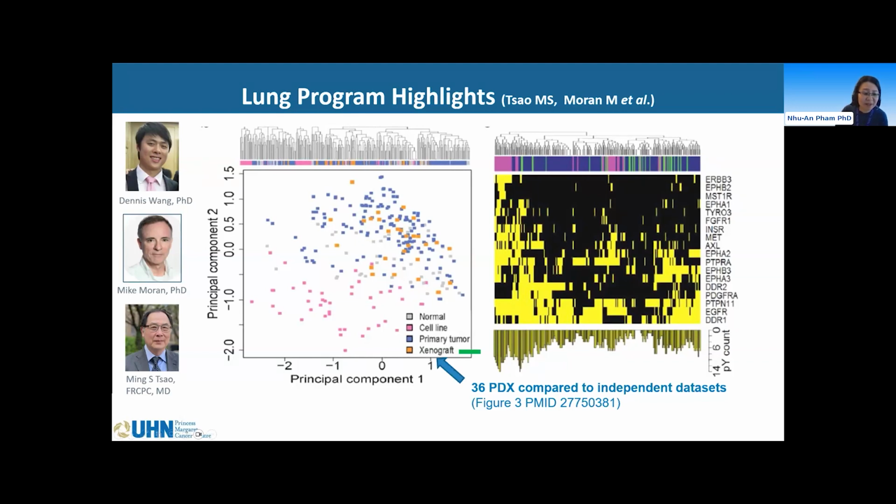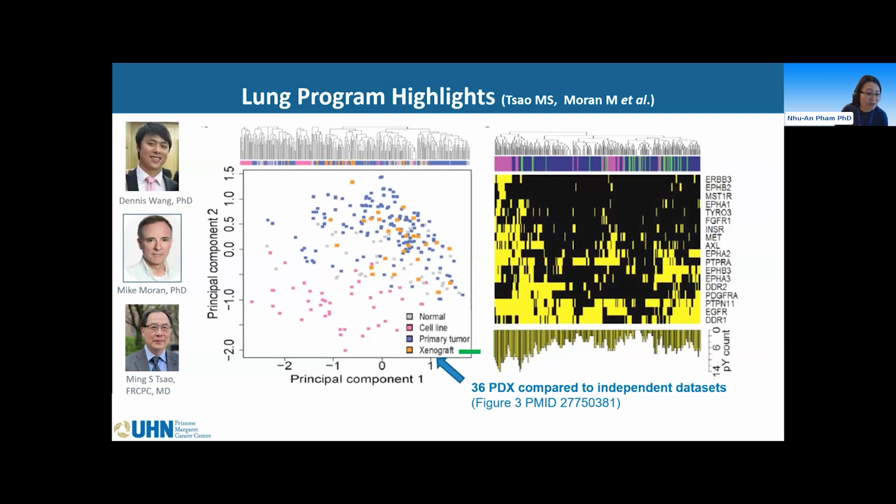And you can see here that the orange dots overlap with more similarity to patient tumors than to cell line features shown in the pink cluster here. In the right dendrogram panel, this displays the phosphoprotein for a list of the receptor tyrosine kinases. With the green label PDX lines, you can see them embedded with the patient tumors in the blue versus the cell line in the pink. This also shows that PDX have more similarity to the patient tumors rather than to the cell line.